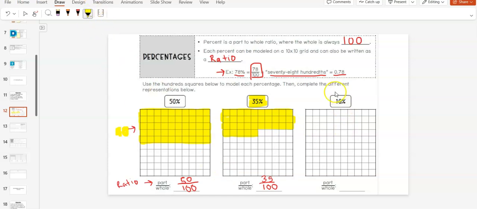Then with our last one, we have 10%. So same thing, 10% is just going to be 10 out of 100. So when I write my ratio, I'm going to write 10 out of 100. And you can see right here that we have 3 representations of percents. Here we have the actual percentage written. Then we have a visual model out on a 10 by 10 grid. And then finally we have our ratio written out in fraction form.